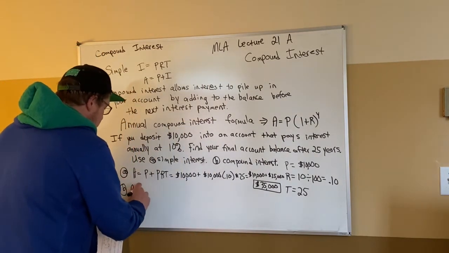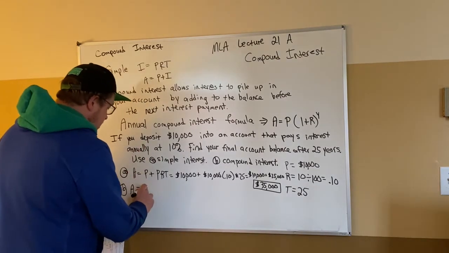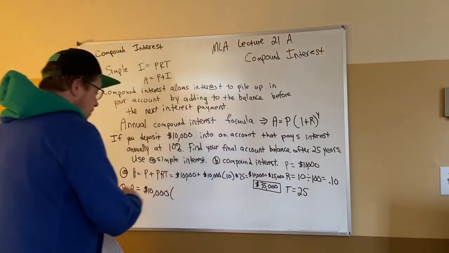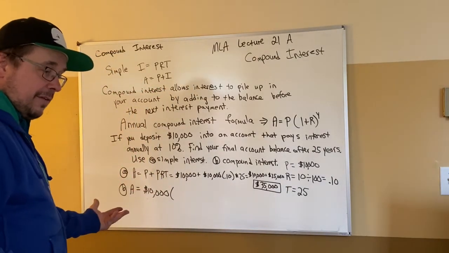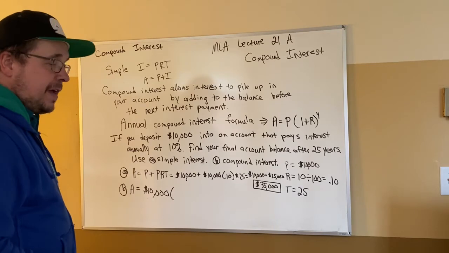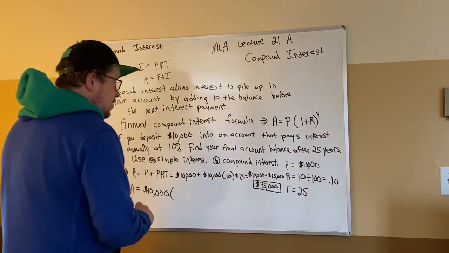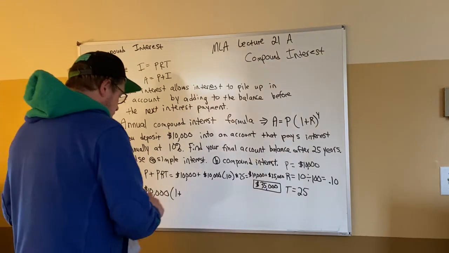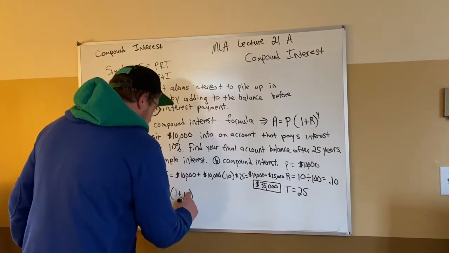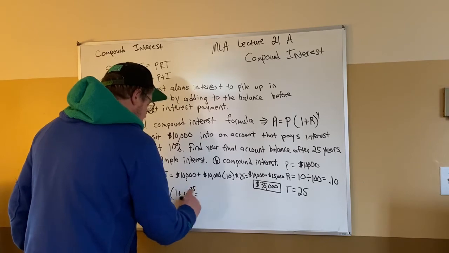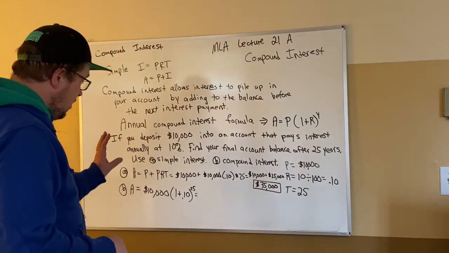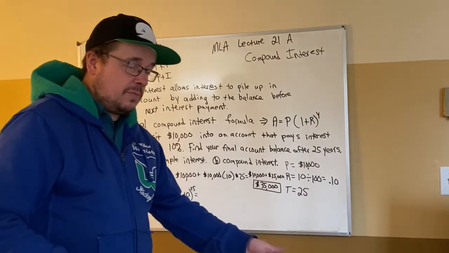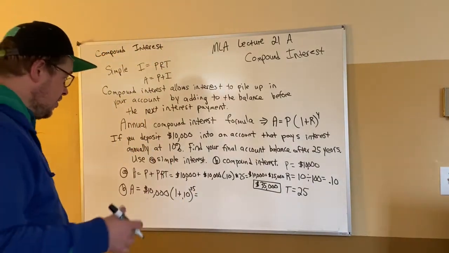The account balance is equal to your $10,000 multiplied by this factor. A multiplying value is a factor. You multiply by this factor every year for 25 years. Here, 1 plus R is 1.10, and you do that 25 years in a row. So it's going to be $10,000 times 1.1 the first year, next year times 1.1 times 1.1 times 1.1, until 25 years are done.